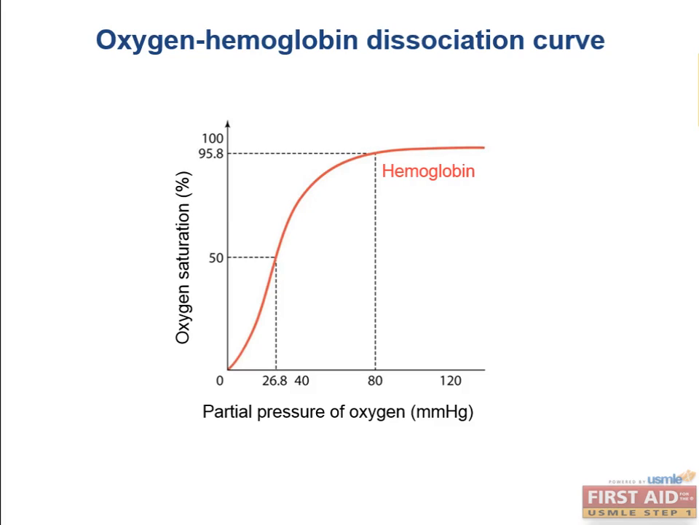The oxygen hemoglobin dissociation curve is another high-yield concept that you will definitely see on the boards. Recall from our discussion of hemoglobin that the binding and unloading of oxygen from hemoglobin shows cooperativity, resulting in a sigmoidal shape of the dissociation curve. So how does this compare to myoglobin?